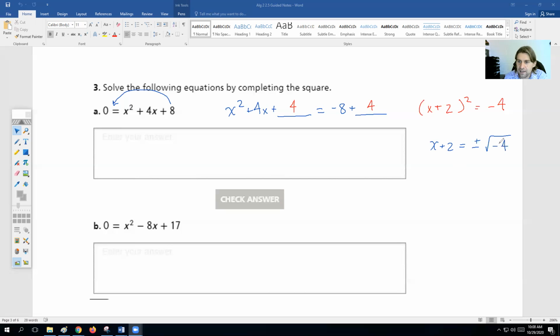What we haven't done yet, and which we're going to do now, is simplify this expression. What would be the square root of negative 4? Well, I know the square root of 4 is 2. Since it's negative 4, it becomes 2i. So that means our final answer here is that x is going to equal, I can move this 2 over in front of here, negative 2 plus or minus 2i.